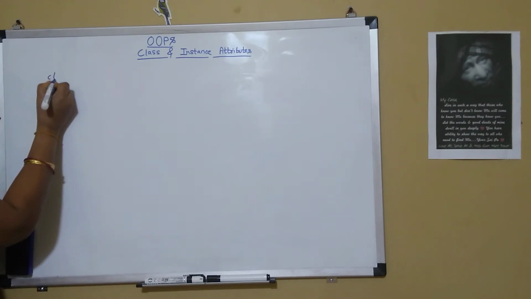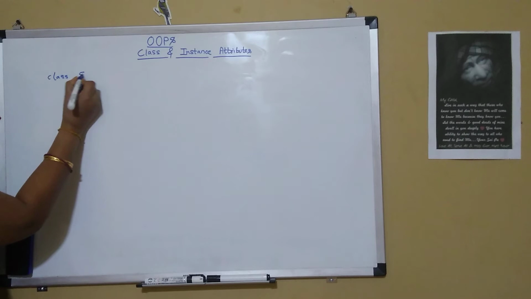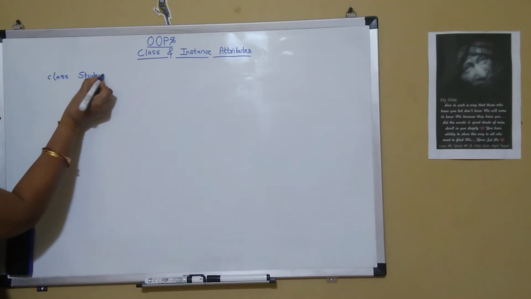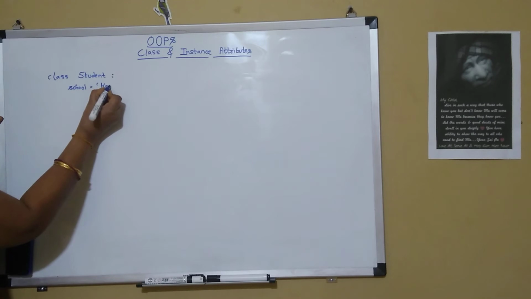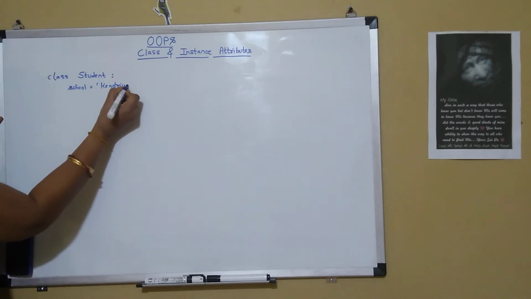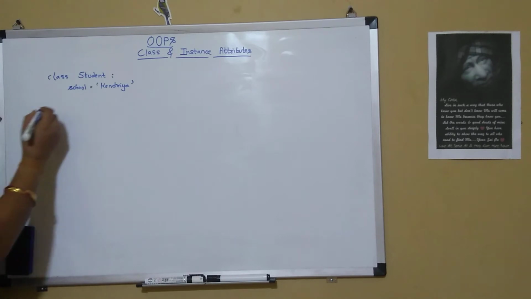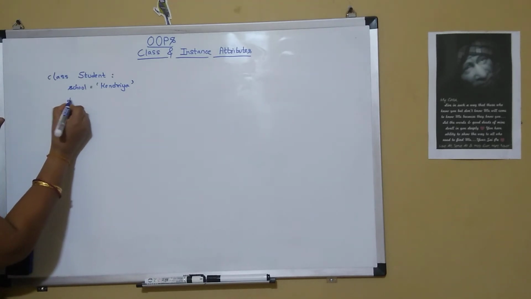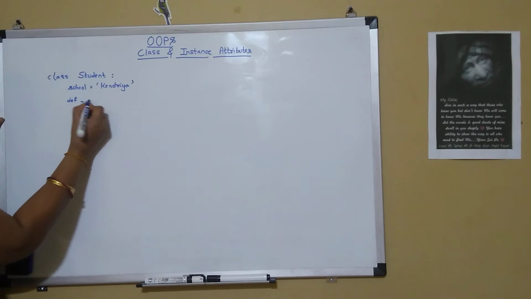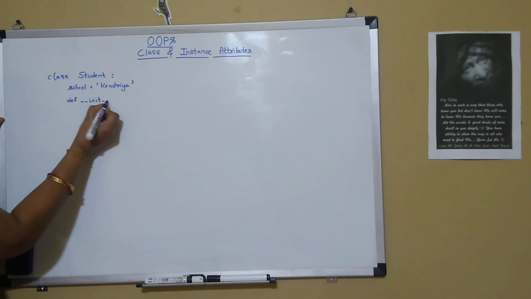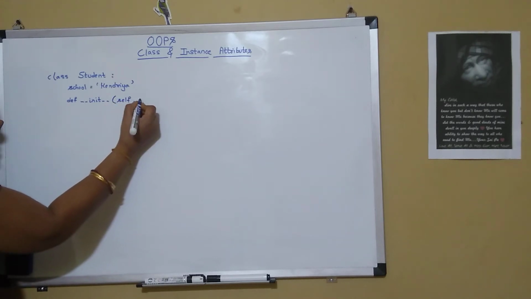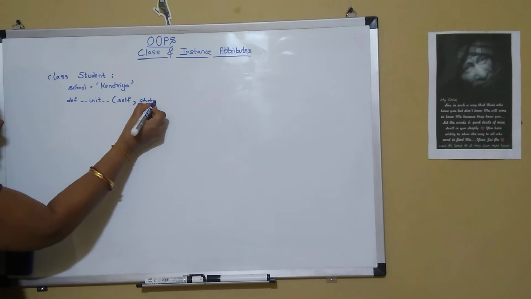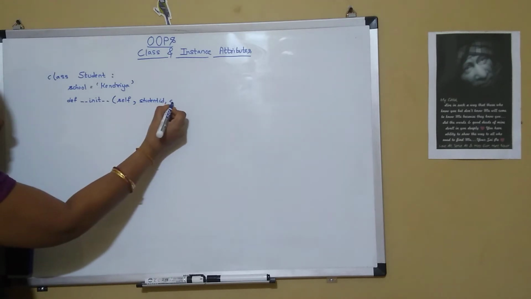So firstly, let me say class, and the name of the class is student, and then colon. Then let me say school equal to Kendriya. So school name is Kendriya. And next let me define my init method, that is the constructor method, which is having self as the first parameter, and then student ID, and then student name.